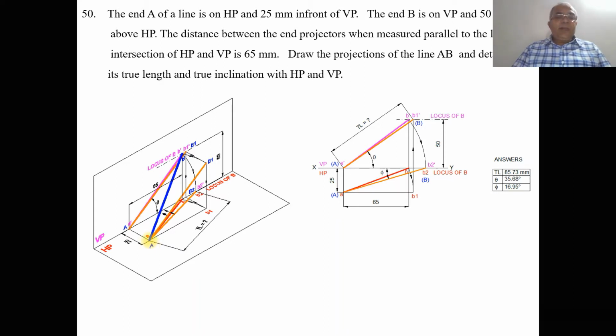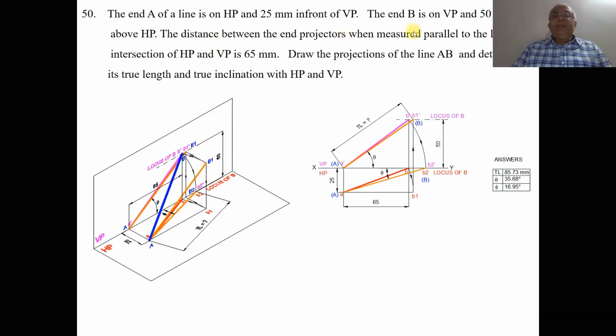Then the end B is on the vertical plane. You can see here the end B is on the vertical plane and 50 mm above HP. When you look from the front view, we can see the distance 50 mm above HP that falls on VP. So you will get the locus of B in the front view. Then B is on VP, so when you look from the top view, the image will fall on HP, so you will get it on the XY line. That is the reason why we have the locus of B on the XY line, which is the intersection of the vertical plane and the horizontal plane. So here this will be the locus of B now.